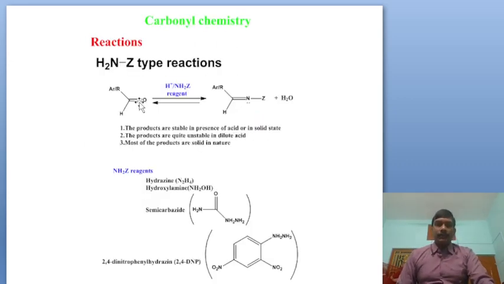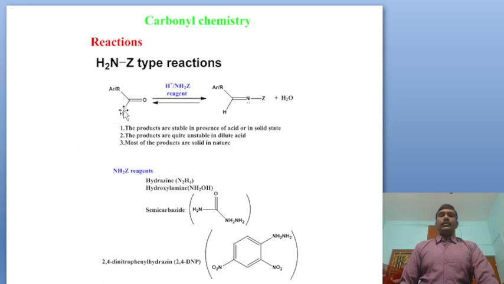NH2Z type reaction. Z represents the various groups attached to the NH2. In NH2Z type reactions, the aldehyde or ketonic compound combines with the reagent, loses one molecule of water and gives an addition product, imine. The products are stable in the presence of acid or in solid state, but quite unstable in dilute acid. Most of the products are solid in nature.